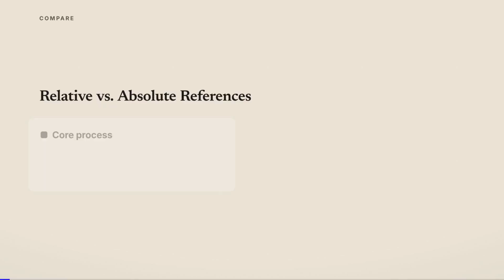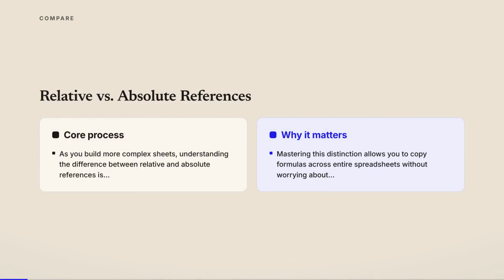As you build more complex sheets, understanding the difference between relative and absolute references is vital. By default, Excel uses relative references. This means if you have a formula in cell B1 that refers to cell A1 and you copy that formula down to B2, it will automatically change to refer to A2. This is incredibly useful for calculating rows of data where the relationship stays the same.